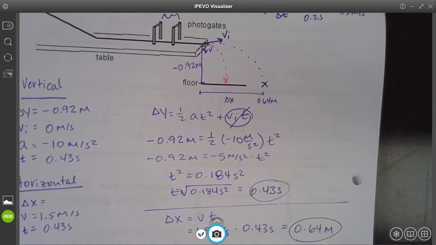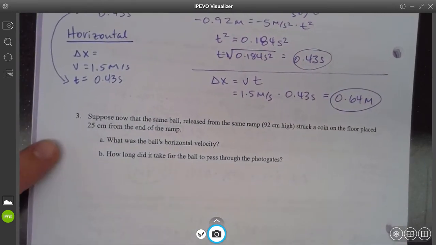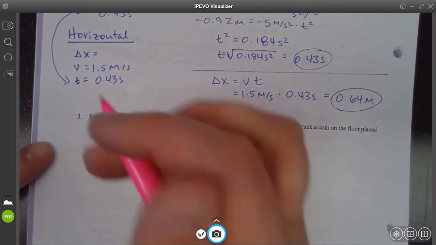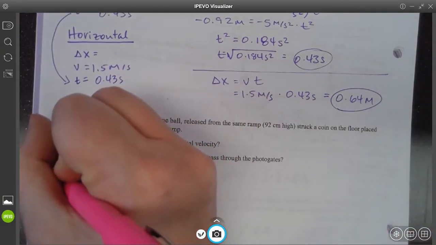Slower. I think so too. So we'll test that. First, it says, what was the ball's horizontal velocity? Well, let's see. Horizontal stuff.